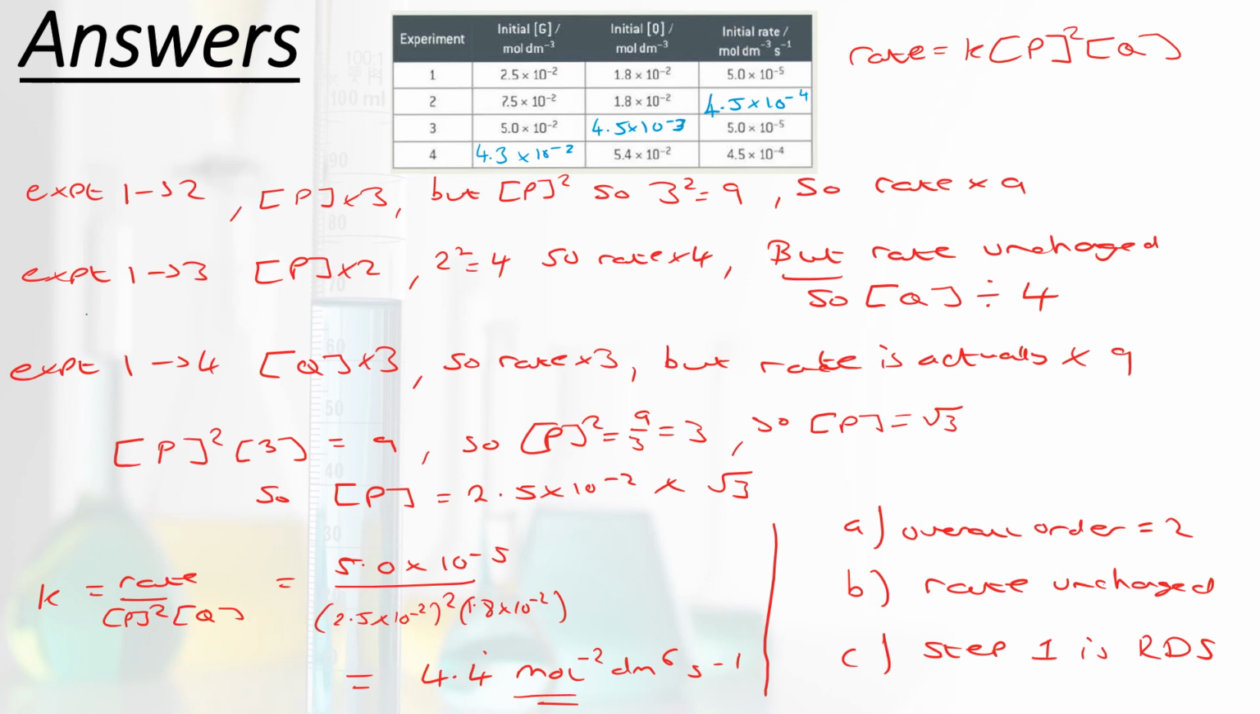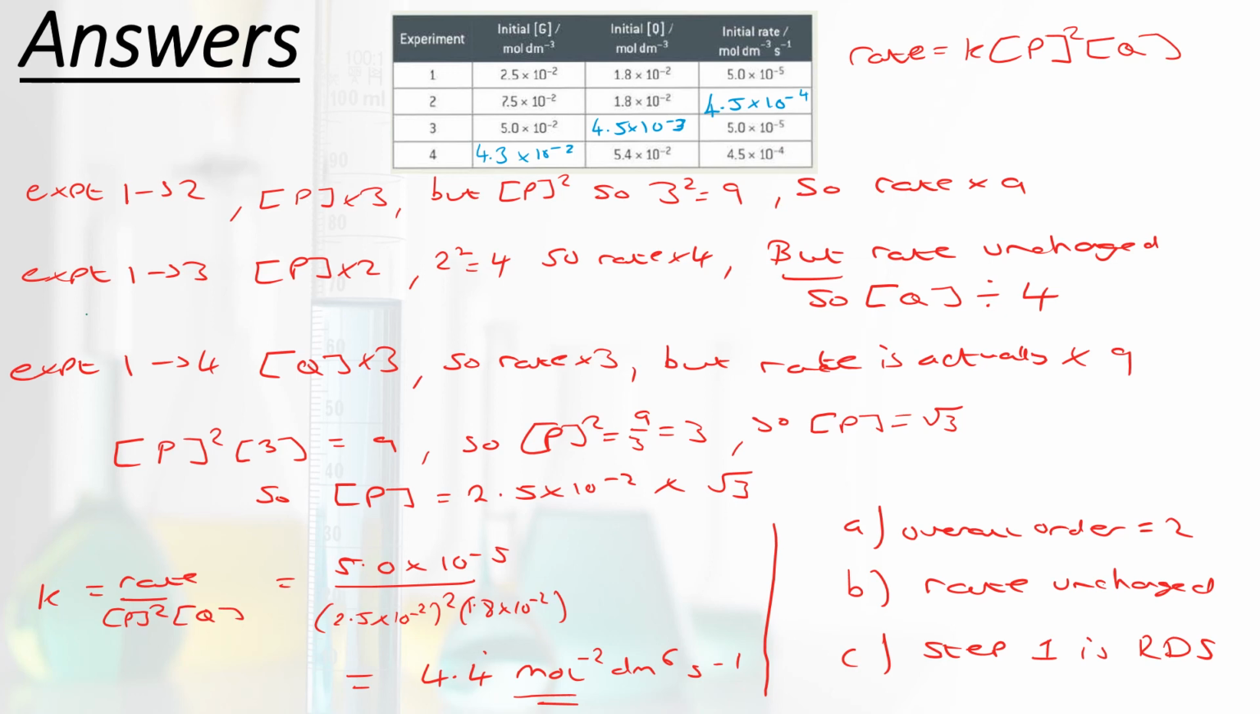We were then asked to use the data from experiment 1 to calculate a value for the rate constant and deduce the units of k. So we have our rate law. I'm going to rearrange this for k, so divide both sides through by the concentrations. I get that k is the rate divided by P squared and Q. Put the numbers in from experiment 1 and you end up with 4.4.